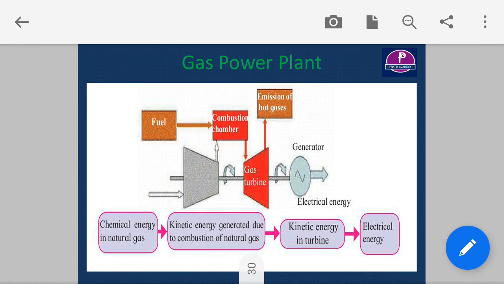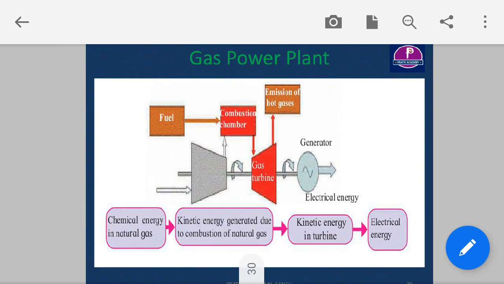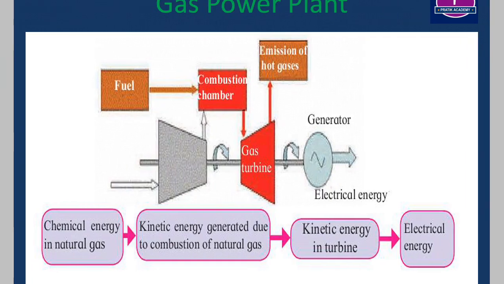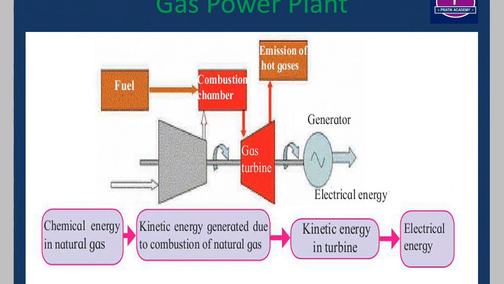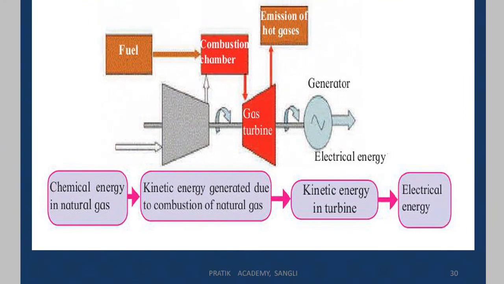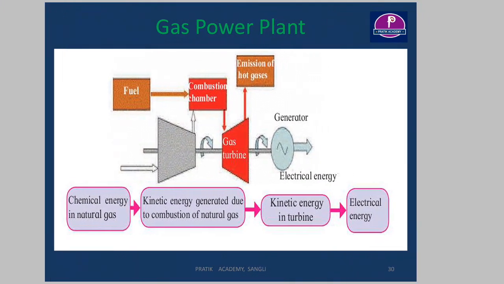So in a gas power plant, the chemical energy in natural gas or any other gas is used. Then kinetic energy is generated with the combustion of natural gas. That means here in this case the fuel used is natural gas. Then the kinetic energy in the turbine, and finally we get electric energy. Okay, so this is the simple idea of a gas power plant.